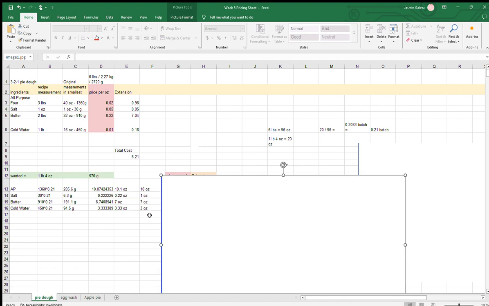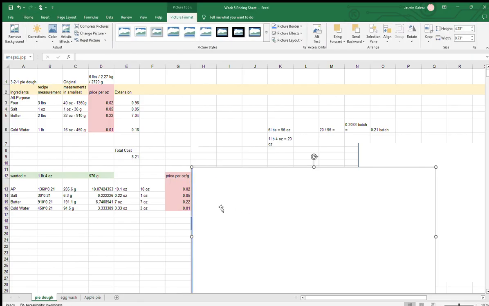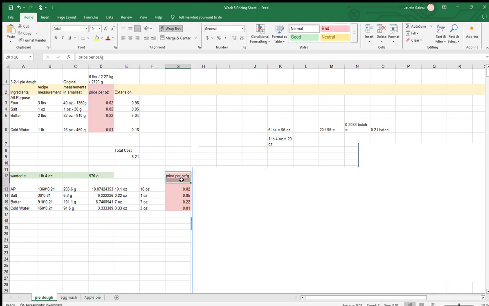Then we round these down into whole numbers because we don't want to deal with decimals when we're talking about weight. We turn 10.1 into 10, 0.22 into 1, 7 into 7, and 3.33 into 3. Then we add on the prices. It's the exact same prices as the original. It's just now we're going to multiply the same prices by the new wanted amounts.